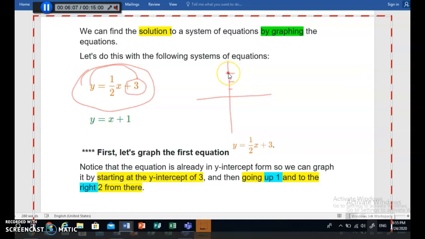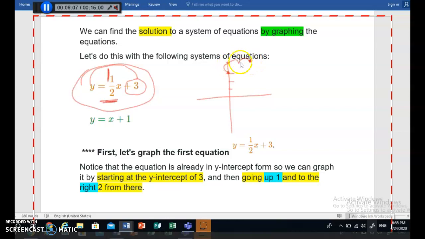From here, you will see the slope, 1 over 2. The 1 means go up and down, and the 2 is the run, rise over run. That means you run left and right. Okay, you go up 1, and then you go over 2. 1, 2. So this is the second point.